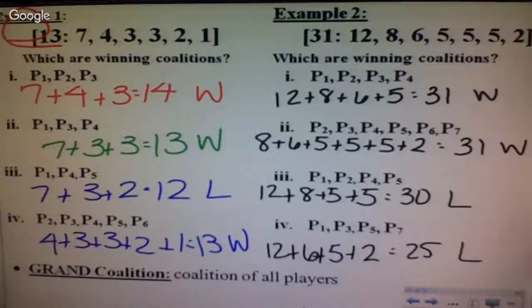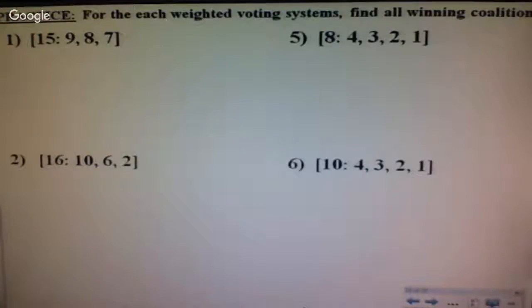Okay. The back side of this paper is going to be your homework. So I'm going to do the first one with you so you can see what I'm talking about. So what you need to do here is come up with all of the combinations that you can do for a coalition to win.